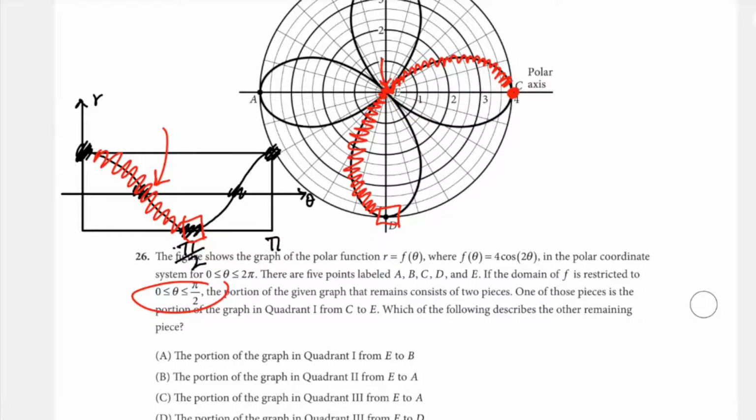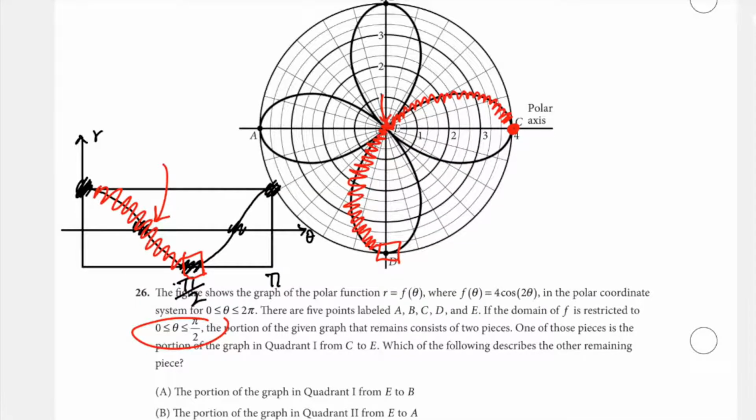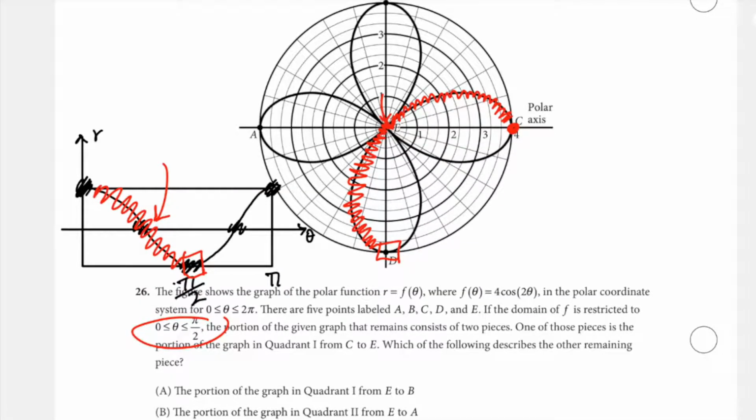Between pi over 6 and pi over 2, it's going to be a little tough for me to, yeah, pi over 4 to pi over 2. I don't know why I was freezing up on that.